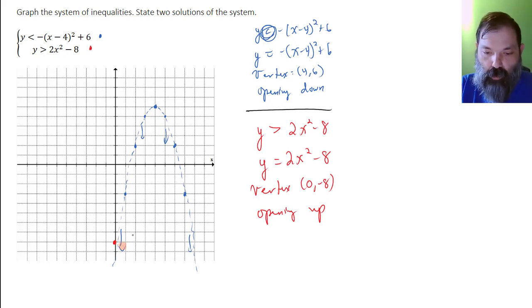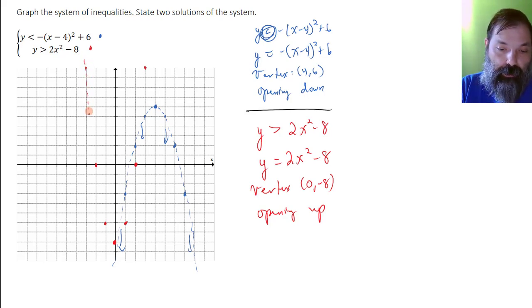So (0, -8), and opening up. And again, let's find a couple other points here. If x is 1, 1 squared is 1, times 2 is 2. 2 minus 8 is negative 6. 1, 2, 3, 4, 5, 6. So there. And by symmetry, (-1, -6). If x was 2, 2 squared is 4, times 2 is 8. 8 minus 8 is 0. So I've got (2, 0) and (-2, 0). How about one more on each side? 3 squared is 9. 2 times 9 is 18. 18 minus 8 is 10. So I've got (3, 10) and (-3, 10).